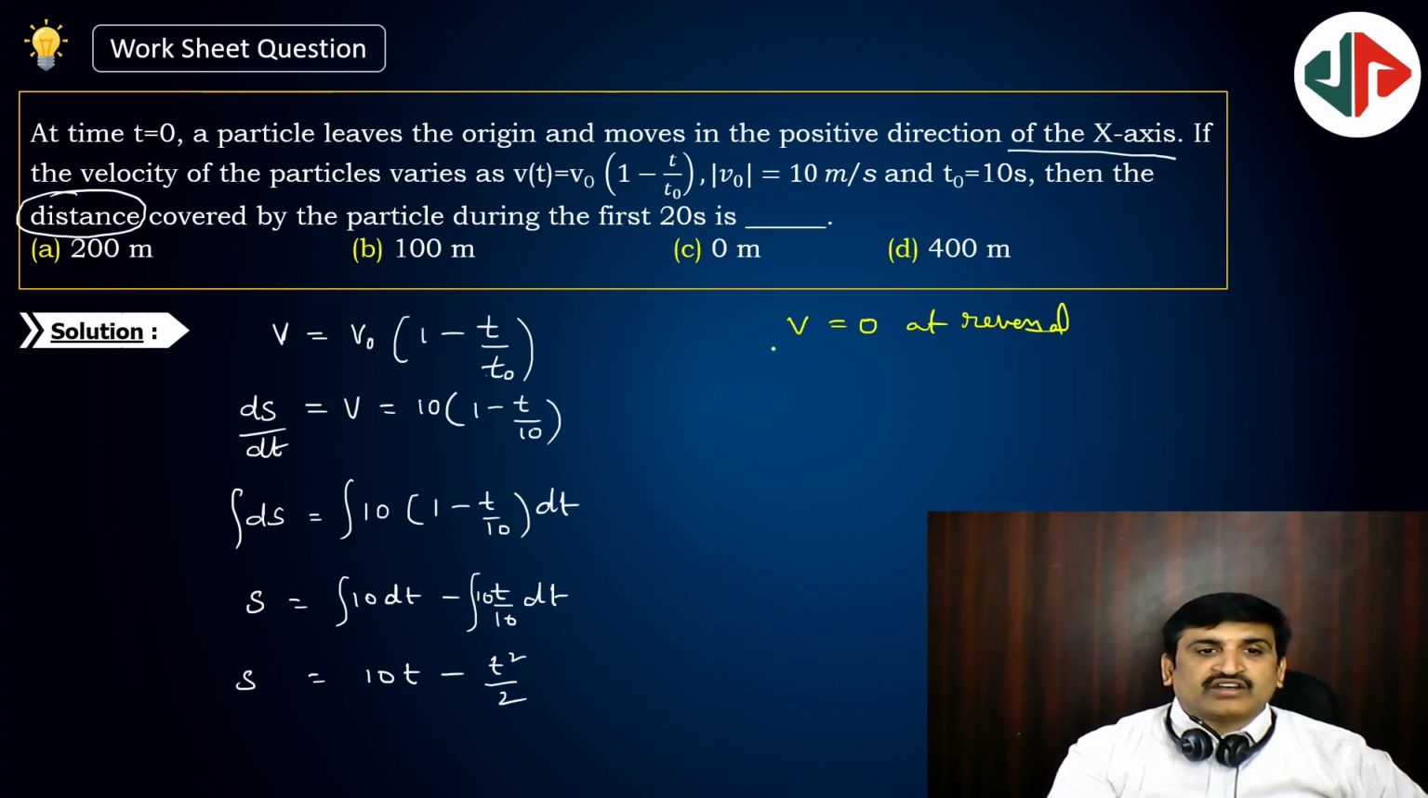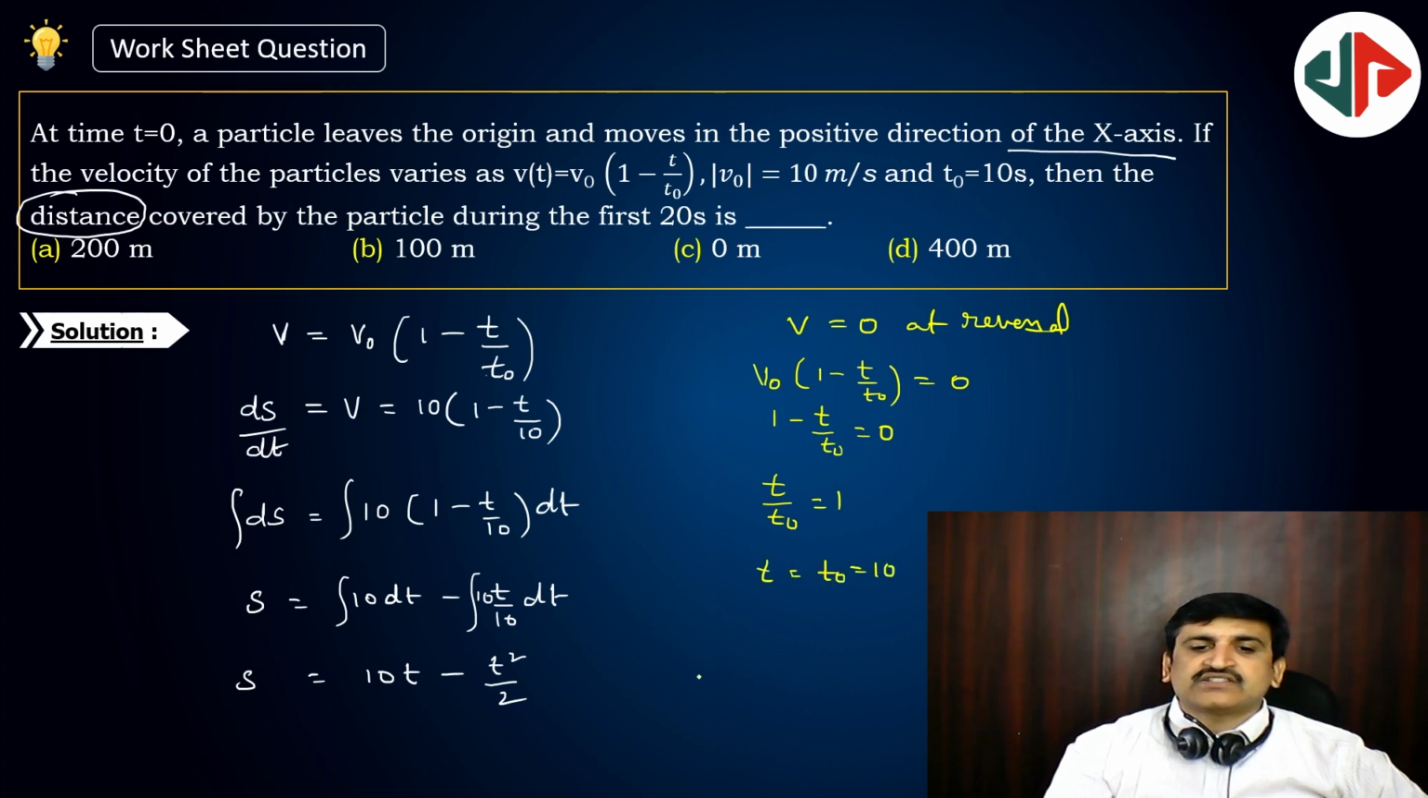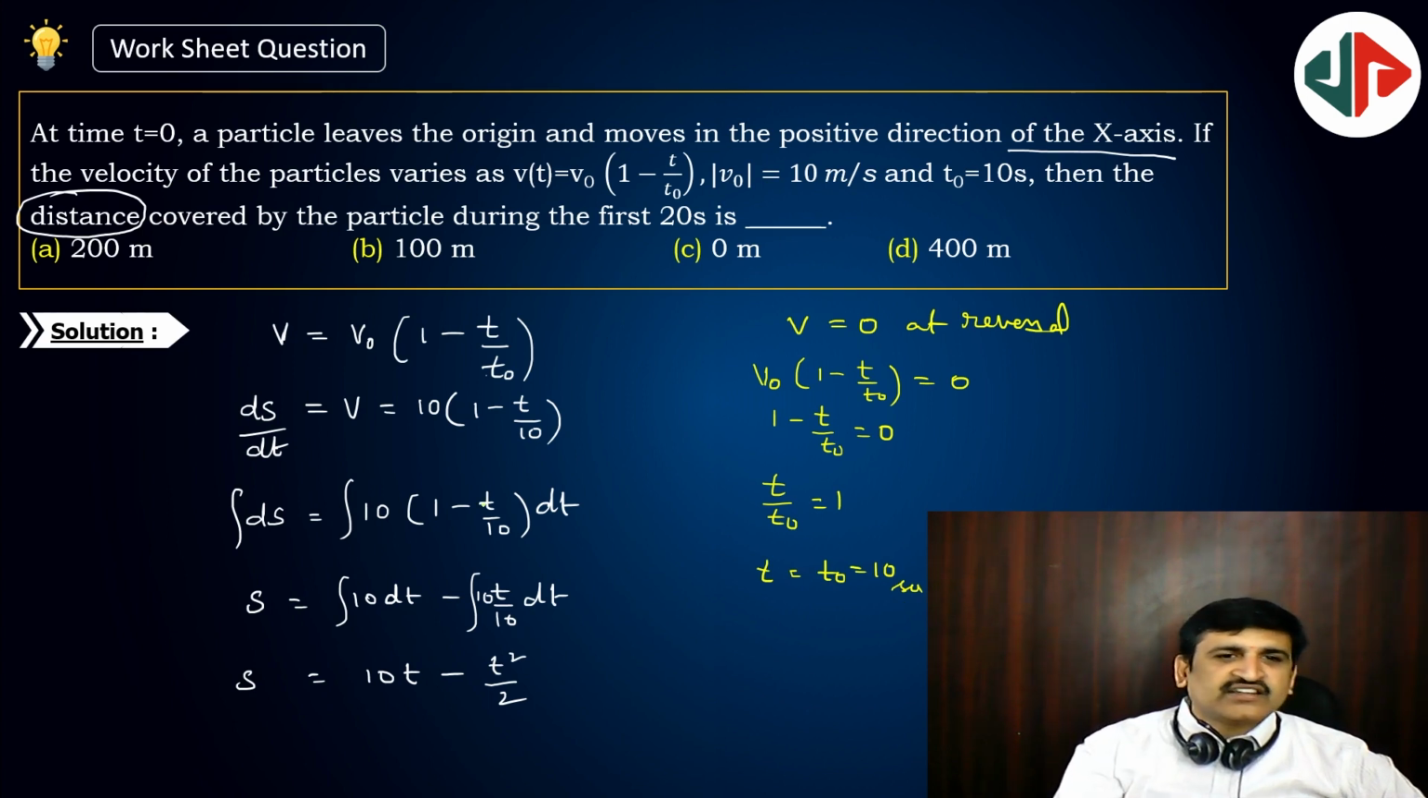So v naught into 1 minus t by t naught is equal to 0. That means 1 minus t by t naught equal to 0, so t by t naught is equal to 1. So t is equal to t naught, nothing but 10. So at 10 seconds it is going to take a reversal. That means up to 10 seconds it will go forward. He is asking for 20 seconds distance, that means the next 10 seconds it will come back.